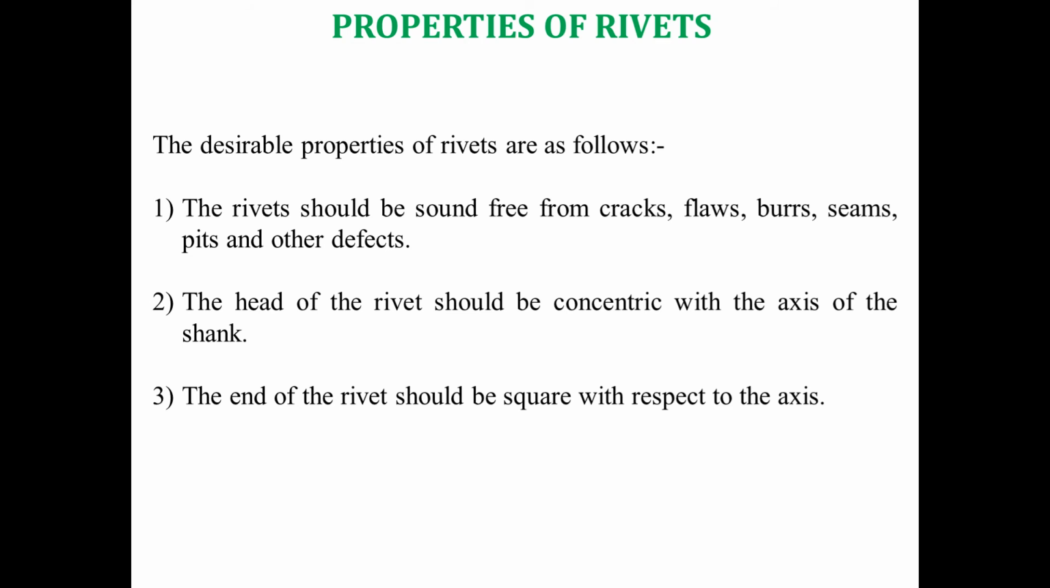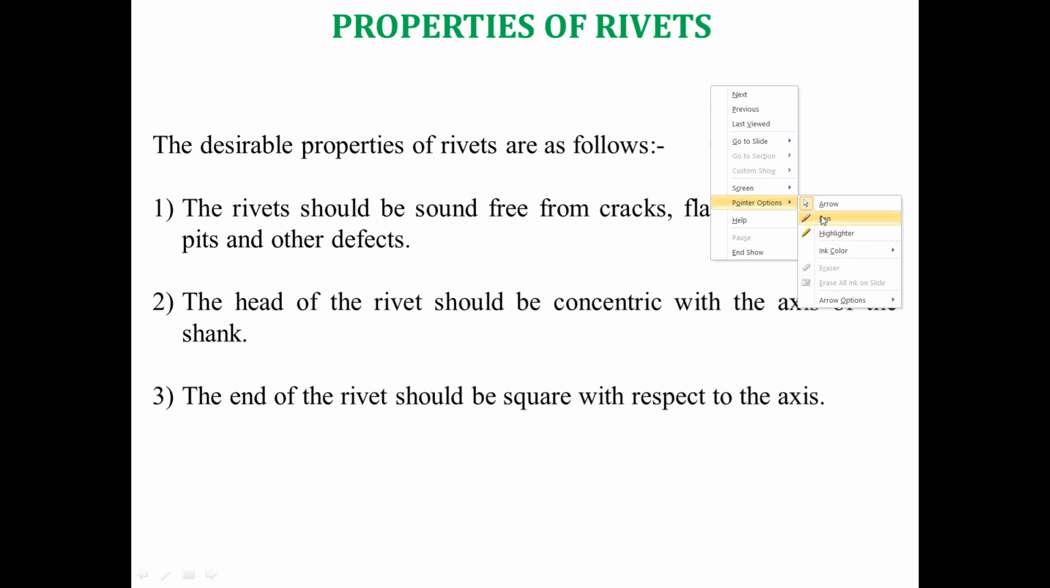The second property is that the head portion of the rivet should be concentric with the axis of the rivet. What do you understand by the second property? Can anyone tell? Then I will answer. The second property tells you that the head portion of the rivet is concentric with the axis of the shank. Sir, the head and the shank portion must be on the same line. The centers must lie on the same line, meaning the center line of the head and the rivet shank will have a common center. Yes or no? Yes, sir.